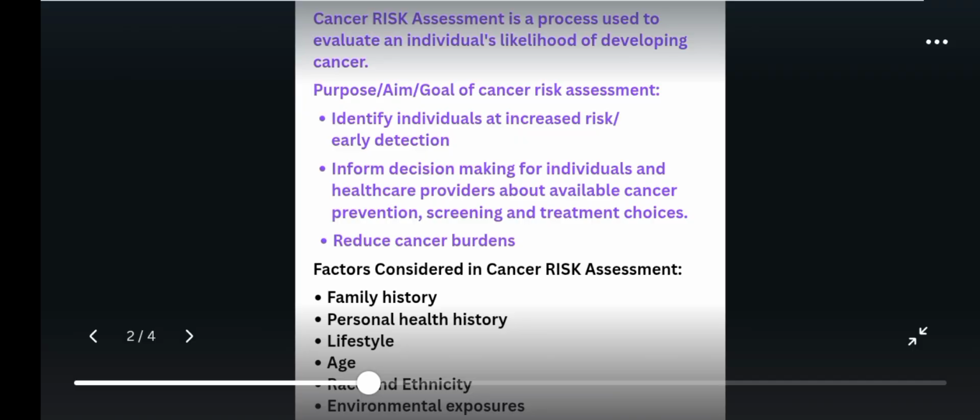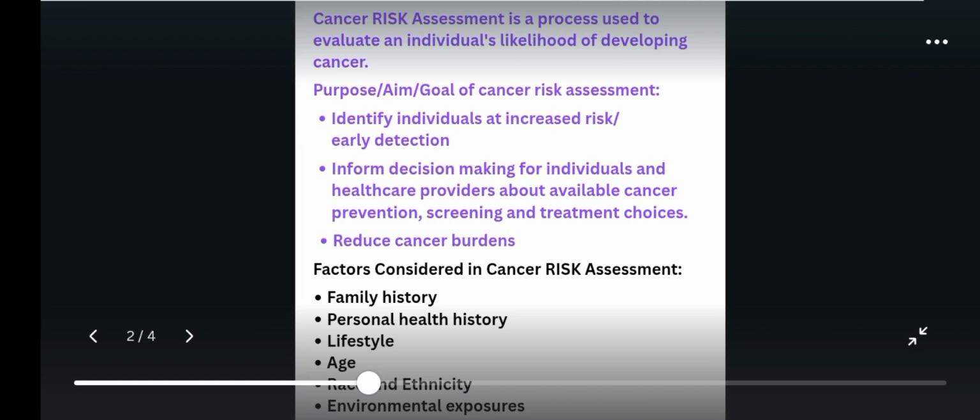Welcome back. Cancer risk assessment is a process used to evaluate an individual's likelihood of developing cancer. So, what is the purpose or aim or the goals of this cancer risk assessment? There are about three things that we seek to achieve by assessing individuals for cancer risk. The first one is identifying individuals at increased risk to help for early detection.